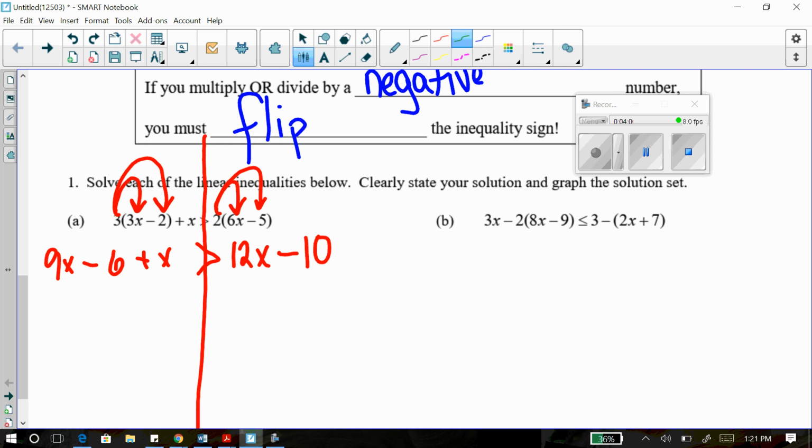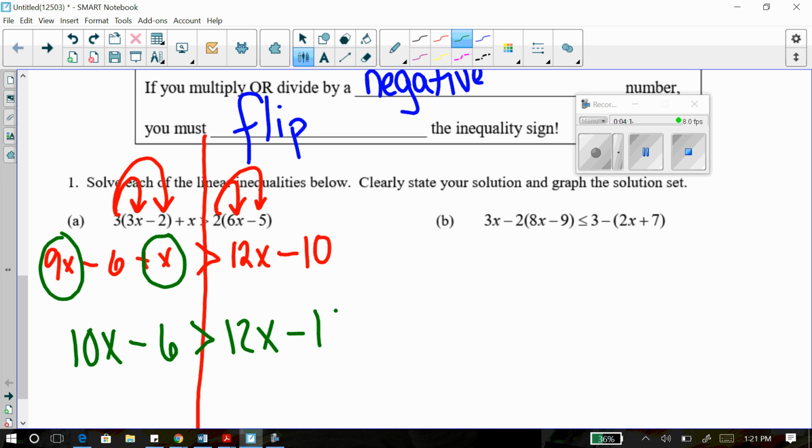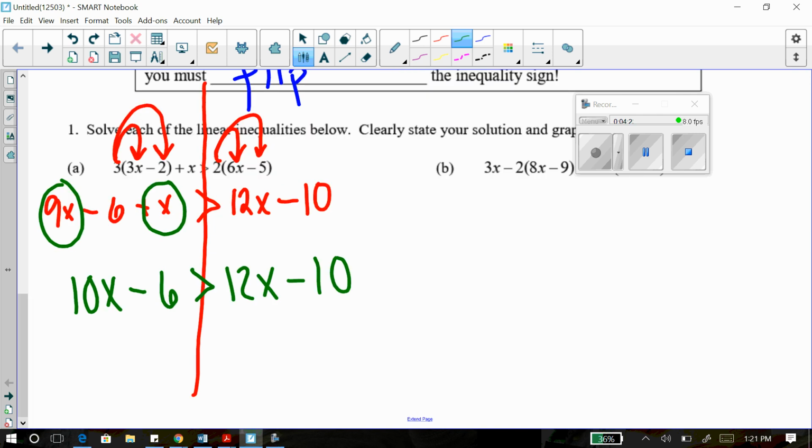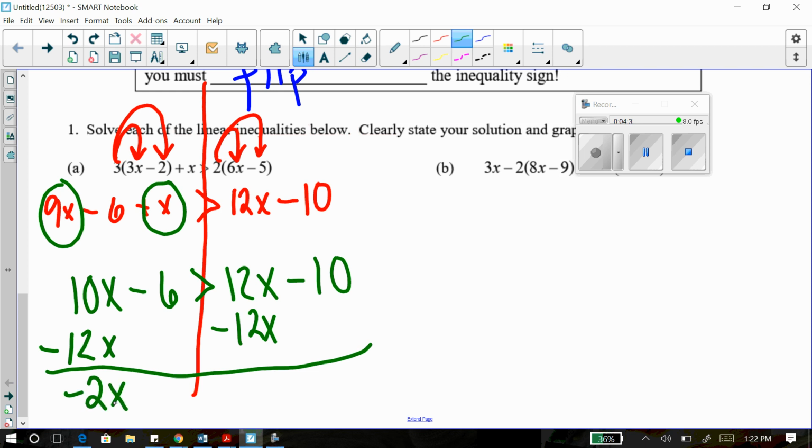Step 1, do all your distributing. Step 2, combine like terms. 9x plus 1x is 10x. Minus 6 is greater than 12x minus 10. Now, if you remember, I want you to always get the x on the left side of the equation. So I'm going to subtract 12x first. 10x minus 12x is negative 2x. We still have minus 6 is greater than negative 10.